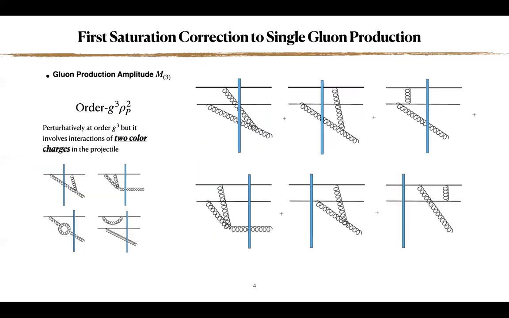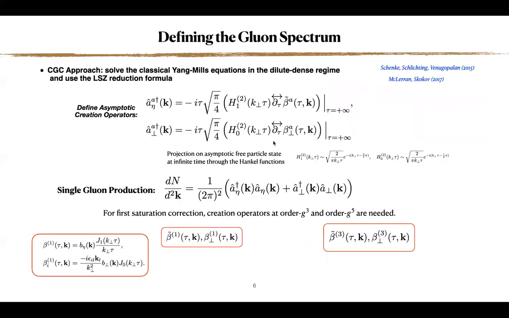How do we calculate these gluon production amplitudes? We work in the color glass condensate framework. We solve the classical Yang-Mills equations for the scattering of the projectile and the target. Then we define the gluon creation and annihilation operators using the LSZ reduction formula through these classical gluon fields. And then we define the single gluon production amplitude using these gluon creation and annihilation operators.